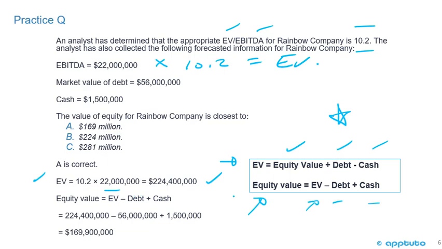224,400,000. And then, as I said, you have to memorize that formula. So the equity value is the enterprise value minus the debt plus the cash. You get 169,900,000. So A is correct. It's closest to A. Not difficult if you've got the formula memorized. Very important to memorize that formula.